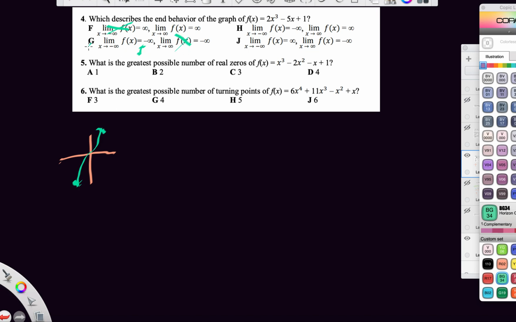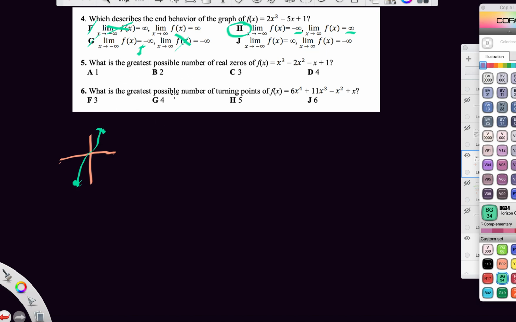So both F and G are gone. We want down and up. We want negative and positive. Our answer is H. Let's just check J. Yeah, this means it's going up on the left, and that's not true. All right.